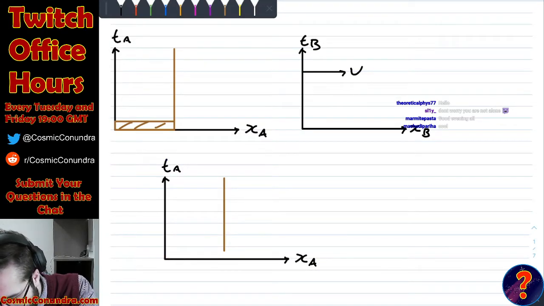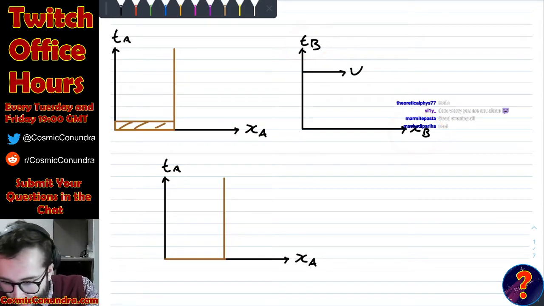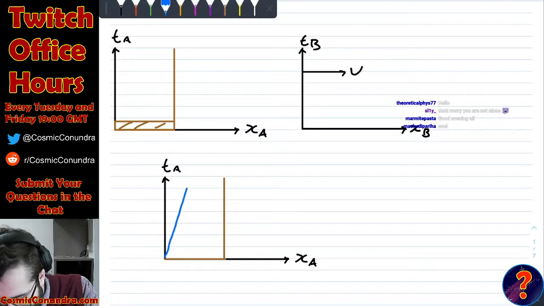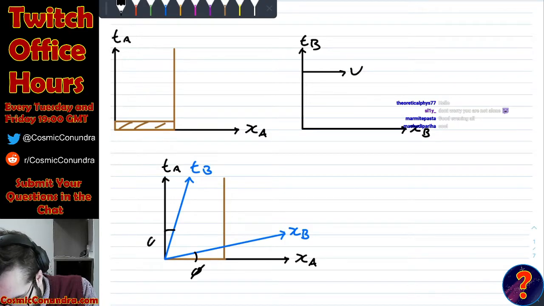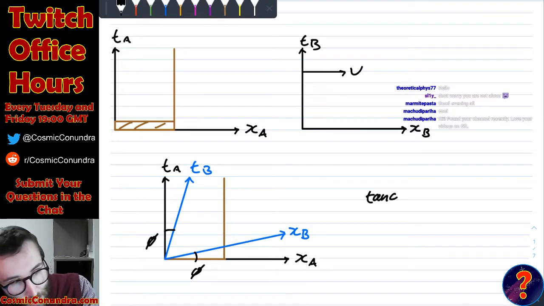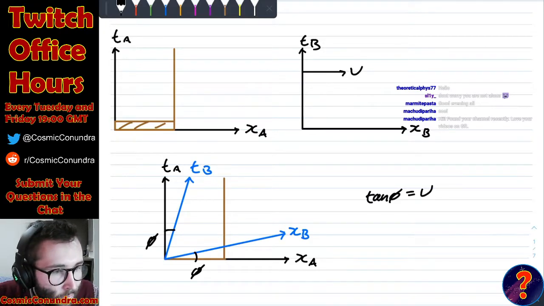But if we redraw person A's coordinate frame, now I'm going to simplify the drawing slightly. I'm just going to draw the rod as this brown line on the x-axis. And if we now draw person B's time and space axes on top of A's time and space axes, they will look like this. Where, as always in space-time diagrams, this angle phi is given by tan phi equals v.